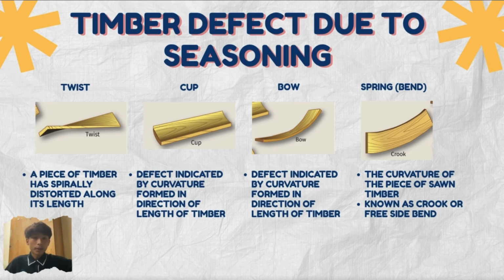The second defect is curve. It is when the timber bends across its width, making the surface look curved. So the next is bow. A bow occurs when the timber bends along its length, causing the board to curve. Lastly, spring, also known as crook, is when the edge of the timber bends sideways along its length. This defect can affect the strength, appearance, and accuracy of timber. So proper seasoning is important before using it in construction.